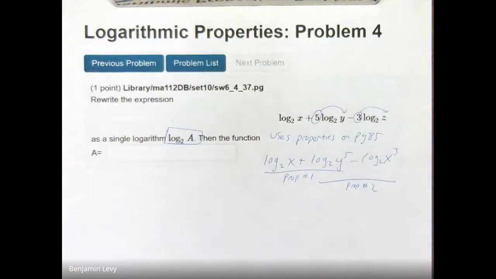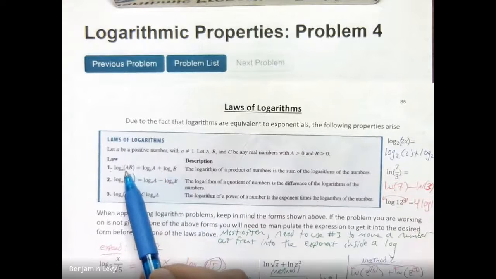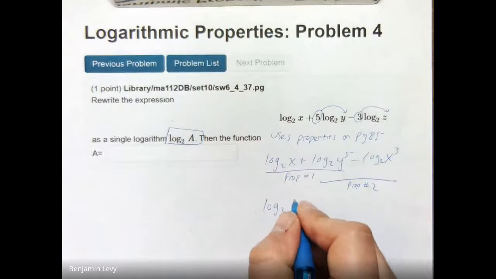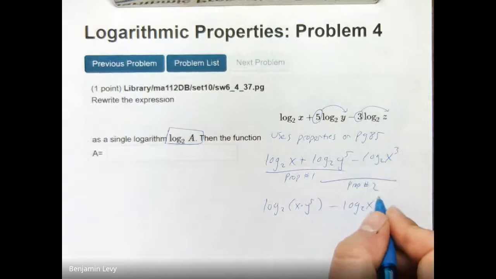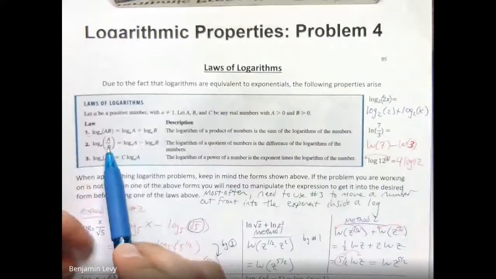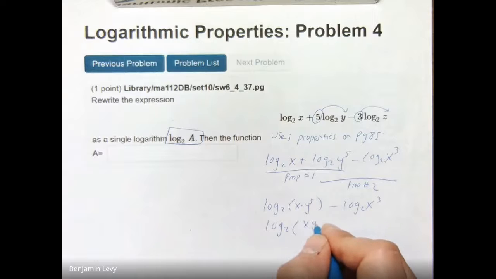It doesn't really matter which one you do first, as long as you're careful and you do it correctly. Right, so property 1 says when you have 2 logs being added, you can combine and multiply. And so I'll do that one first. And so this becomes log base 2 of x times y to the 5th. Right, so I just combined those 2 separate things and multiplied them. And then the last property says if we have them being subtracted, we can combine them by dividing. So log base 2 of x y to the 5th over x squared.